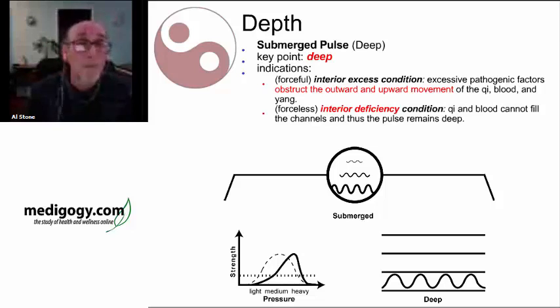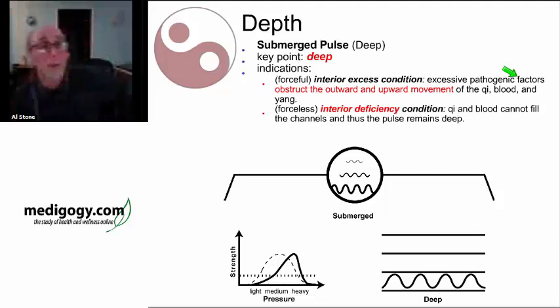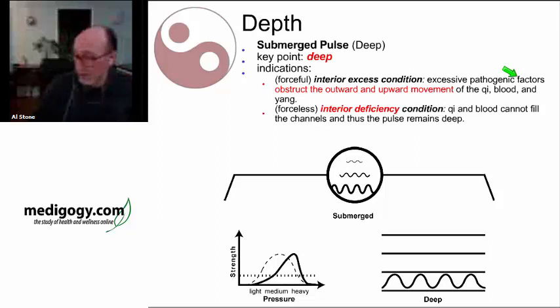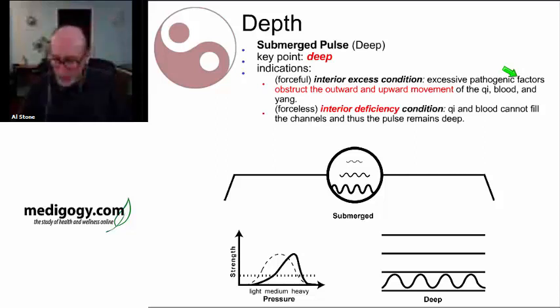The deep pulse, as I mentioned, is a deficiency of yang. However, that is most evident when we also see the pulse is forceless. If the pulse is forceful, chances are you've got something in there holding the yang down. And in fact, we talk about excessive pathogenic factors. I favor cold as the likely culprit for that. Cold, I think, is the best pathogenic factor for holding down yang, because it's kind of the arch nemesis. Yang is up and warm and active, and cold is down, inactive, and the opposite of warm.